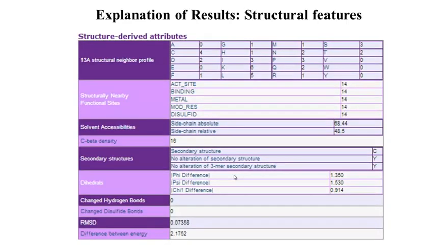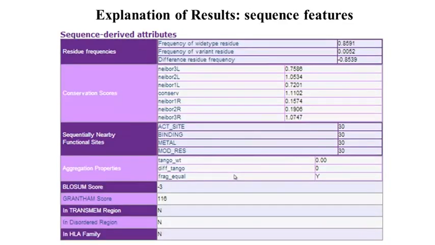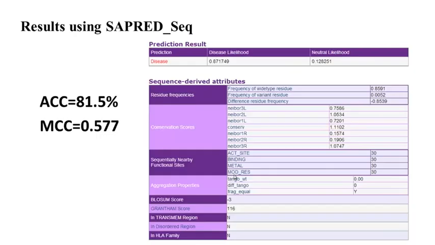It also outputs the structural features that explain why the variant was predicted to be disease-associated or neutral, as well as relevant sequence features. When homology models cannot be built, SAPRED has a sequence-only mode that has a slightly reduced accuracy but still pretty good.